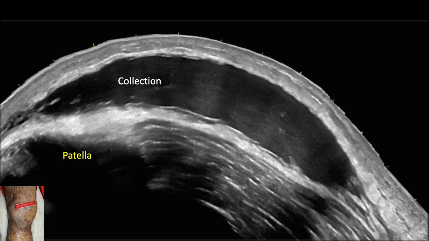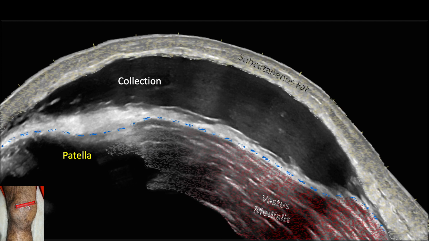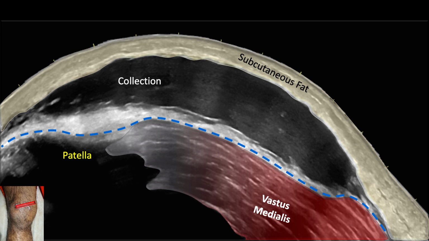The extended field of view images or the panoramic images show us the big picture, showing the exact extent of the lesion in the axial plane. So over here we see that the collection is seen elevating the subcutaneous fat from the deep fascia. I have marked the deep fascia as a blue dashed line. So what we see is that the complex collection is seen in a potential space which is formed between the deep fascia and the subcutaneous fat.